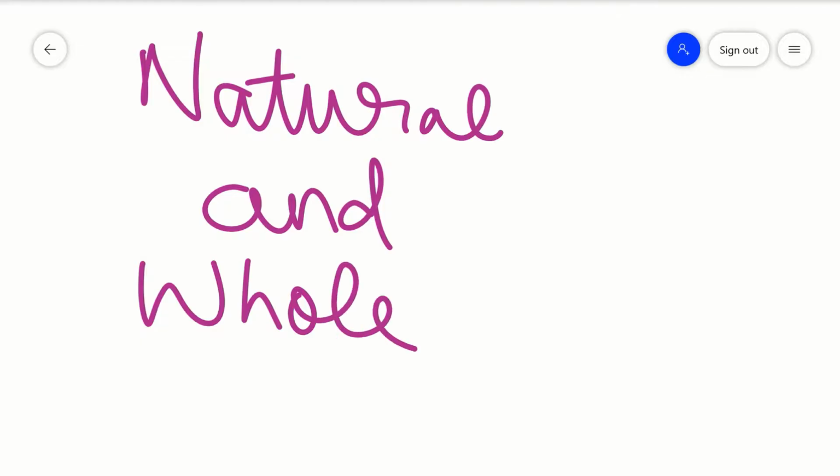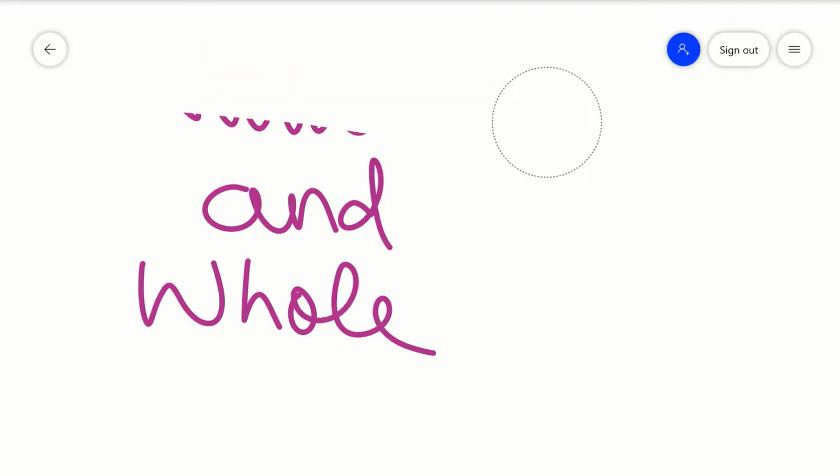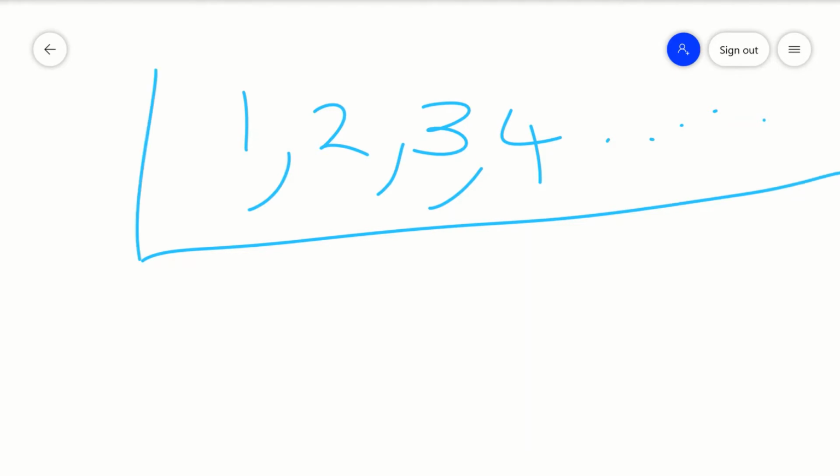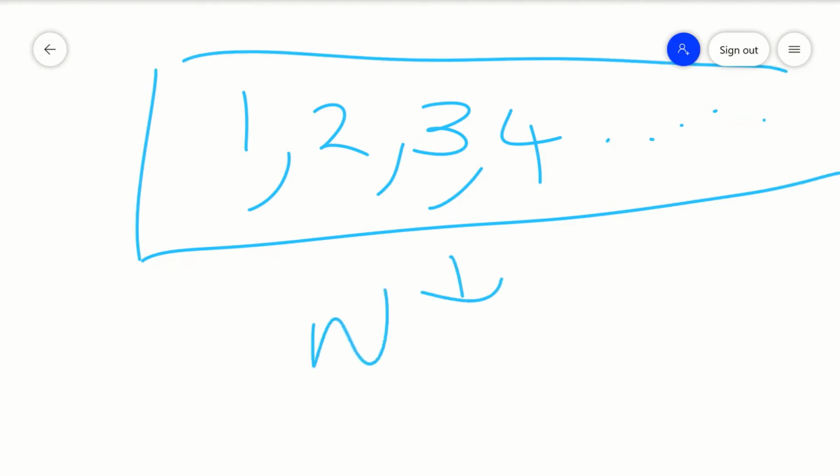Before we deal with the topic rational numbers, let's see what are natural numbers and whole numbers. So what are natural numbers? Natural numbers can also be called the counting numbers. So what are counting numbers? When you start counting, you start counting from 1, 2, 3, 4 and so on till infinite. All these numbers are called natural numbers.